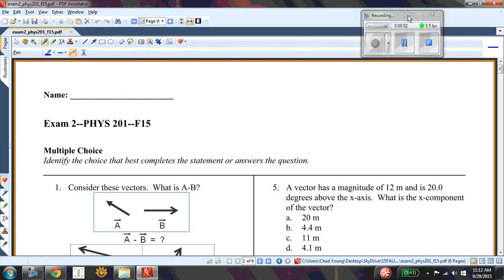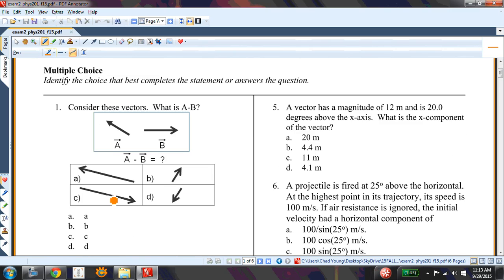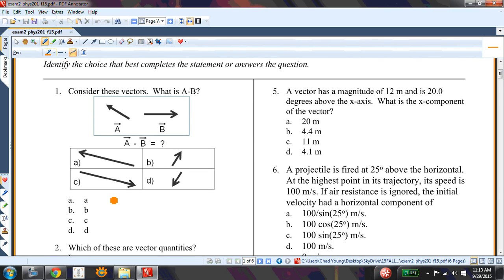Okay, this is exam 2 for Physics 201, fall 2015. Let's see. Consider these vectors. What is A minus B? Well, there's the vector A. It's in this direction. The vector minus B looks like that, so I'm going to draw it like that. So the vector C will look like this.